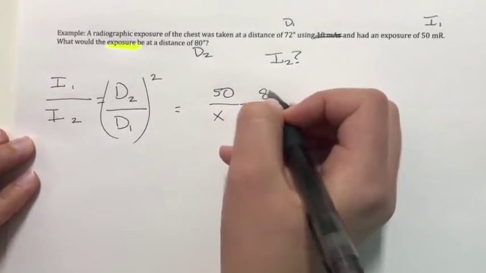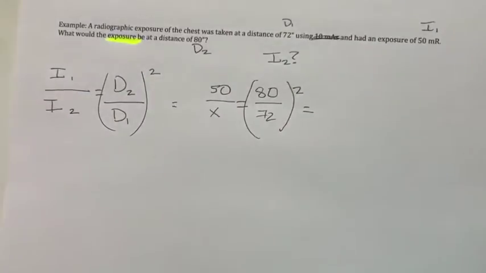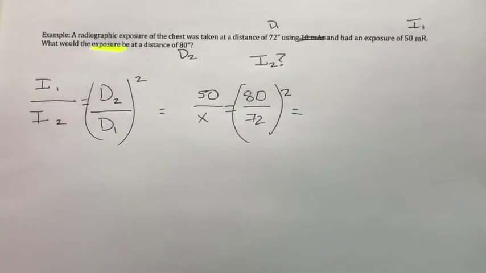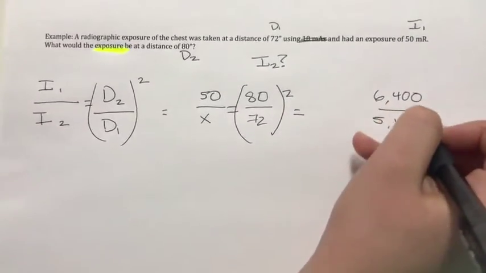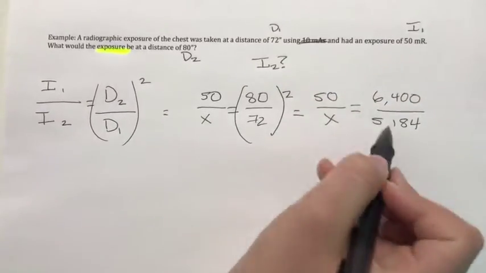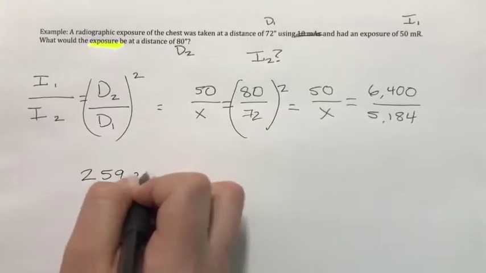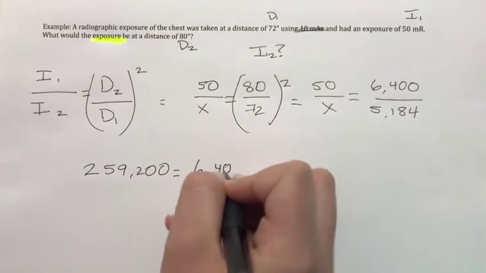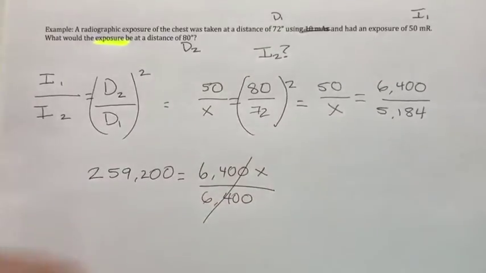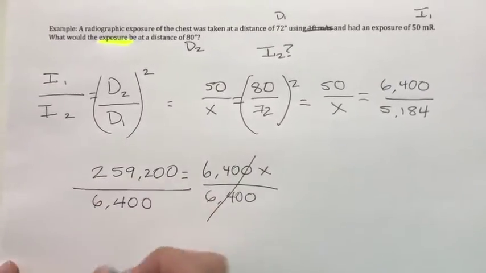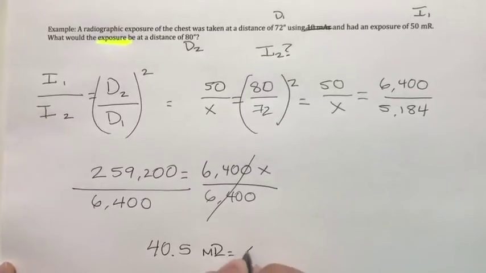Distance 2 is 80 and distance 1 is 72 squared. So I'd like to first find the squaring part. So 80 times 80, 6,400 over 72 times 72, 5,184 is equal to 50 over x. So now we're going to go ahead and cross multiply, 50 times 5,184. That gives us this big number is equal to 6,400x. Now we're going to go ahead and put x all by itself. So we're going to divide by the same number, divide this by 6,400. That gives us 40.5 MR is equal to x.